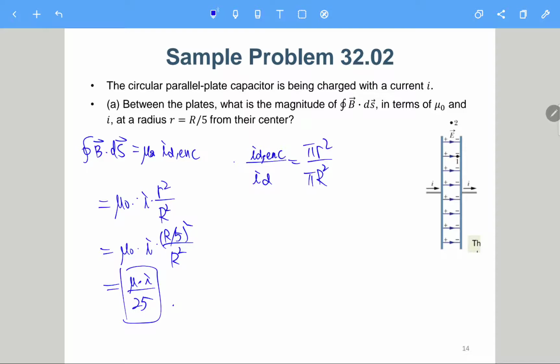Actually this is different from the previous one. You need to be careful that this is the parallel plate, and then we consider the magnetic field here. Yeah, actually it turns out to be the same.